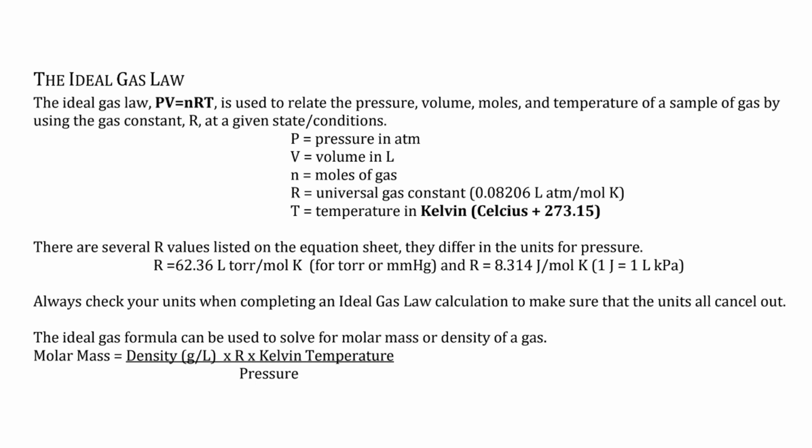The R values can be different. It just depends on what units you have. So if you have liters or torr, you can use 62.36 liter torr over mole Kelvin, or 8.314 joules per mole Kelvin. 1 joule equals 1 liter kPa. Always check your units to make sure you use the right one so the units will cancel out. The ideal gas formula can be used to solve for the molar mass or density of the gas. The molar mass equals density in grams per liter times R times temperature in Kelvin, divided by pressure.